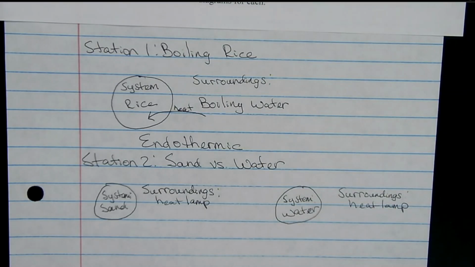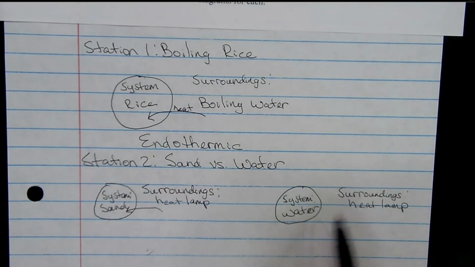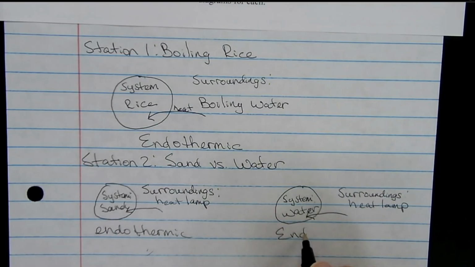Okay. And so we knew the sand was increasing in temperature, so it had to be absorbing. So heat had to go from my heat lamp in. Same with my water. It would go from here to here. So if its system is absorbing, then of course we would call it endothermic. And notice I am labeling each of my heat diagrams either endothermic or exothermic.